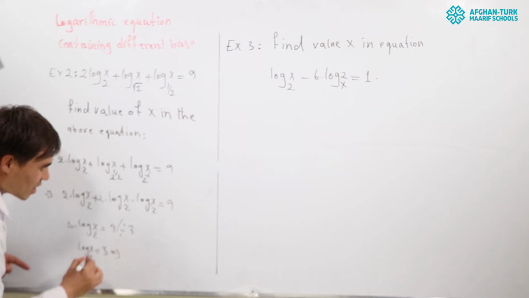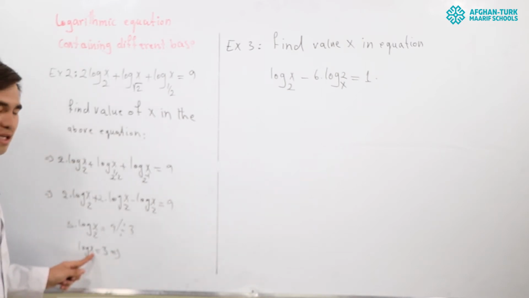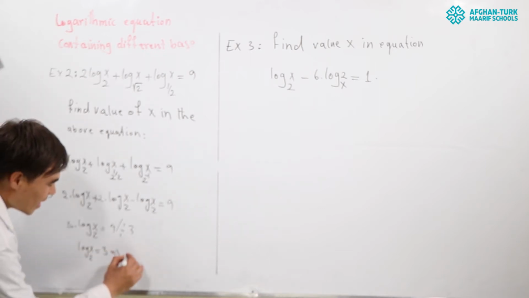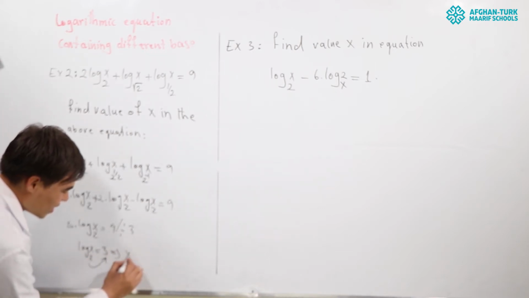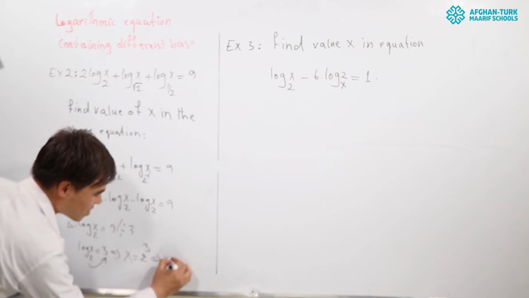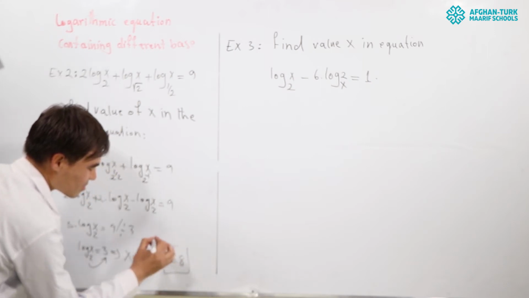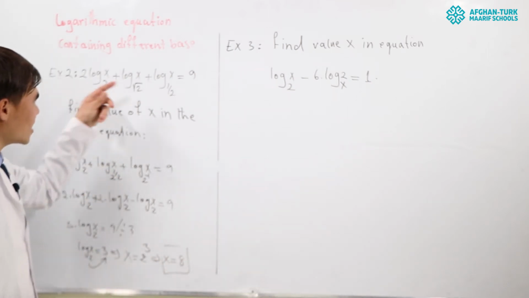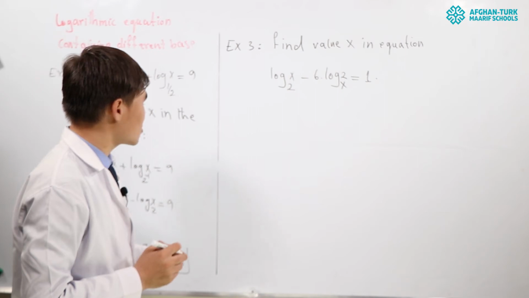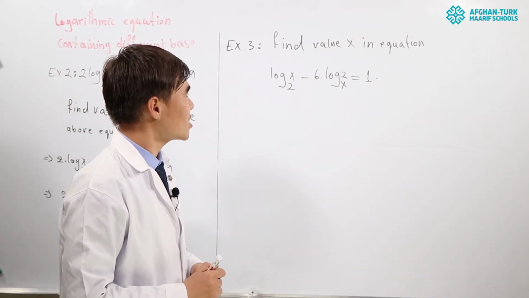At that time, I can find the x in the logarithmic expression by changing it into an exponential expression. Then x will be 2 to the power of number 3. Here we will have x is equal to 2 cubed, which will be number 8. In this kind, you can find the values of x in this kind of logarithmic expressions. Let's check the third one.